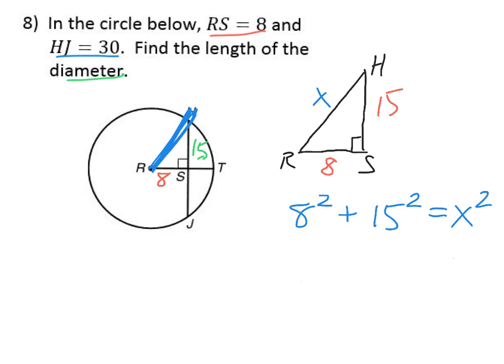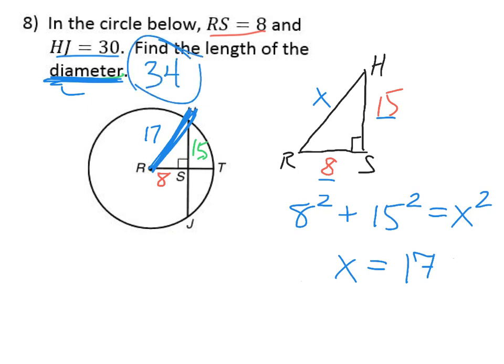Now, you might notice right away that this is actually also one of my triples. So I know, without having to go through all the work, that third side length is going to be 17. So I found R to H. I know it's going to be 17. And what they're actually asking for is the diameter. All right, well, I have the radius. And in this case, the diameter is just going to be double that, which gives me 34 for my final answer.